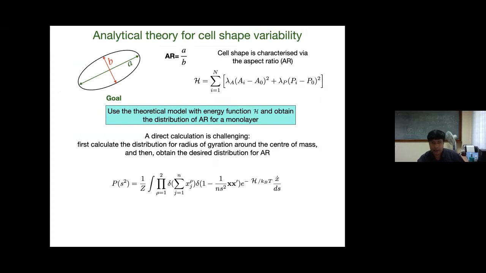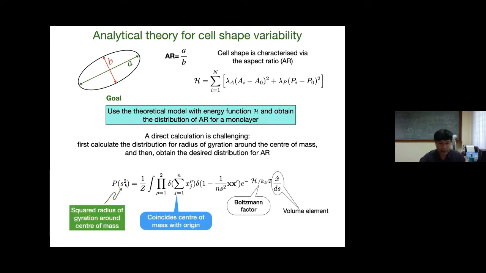So given this energy function and within this model, our goal is to calculate the distribution of the aspect ratio in a confluent monolayer. These models are quite a high level of simplification of the actual system, but even with this simplification, a direct calculation is challenging. So we took a slightly different route. We first calculated the distribution for a related quantity, which is the radius of gyration around the center of mass, and then obtained the desired distribution of the aspect ratio. So this is the probability distribution of the squared radius of gyration.